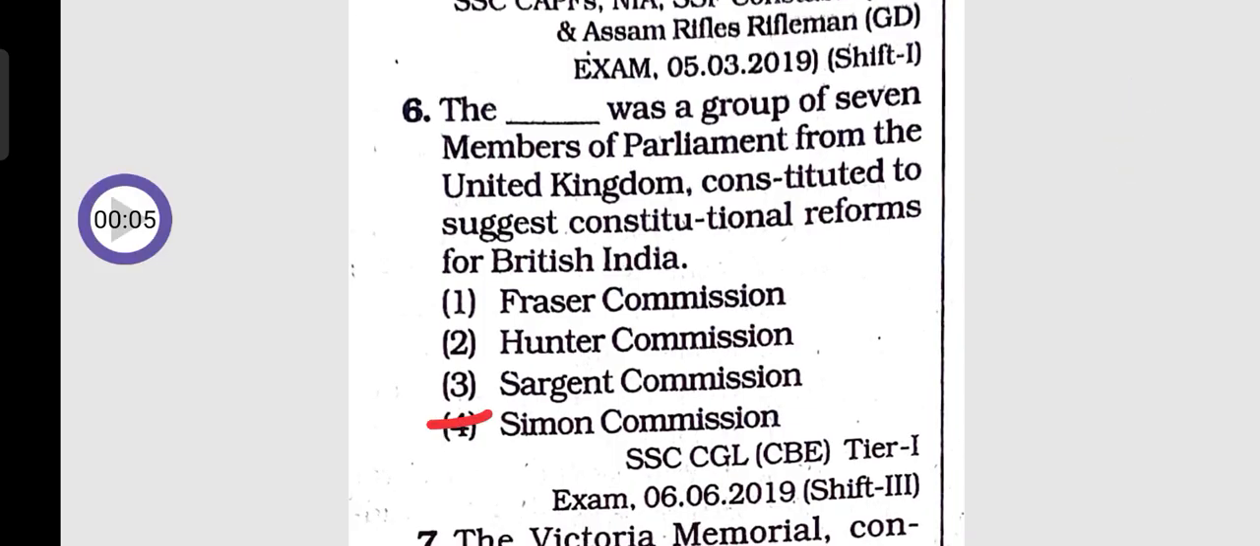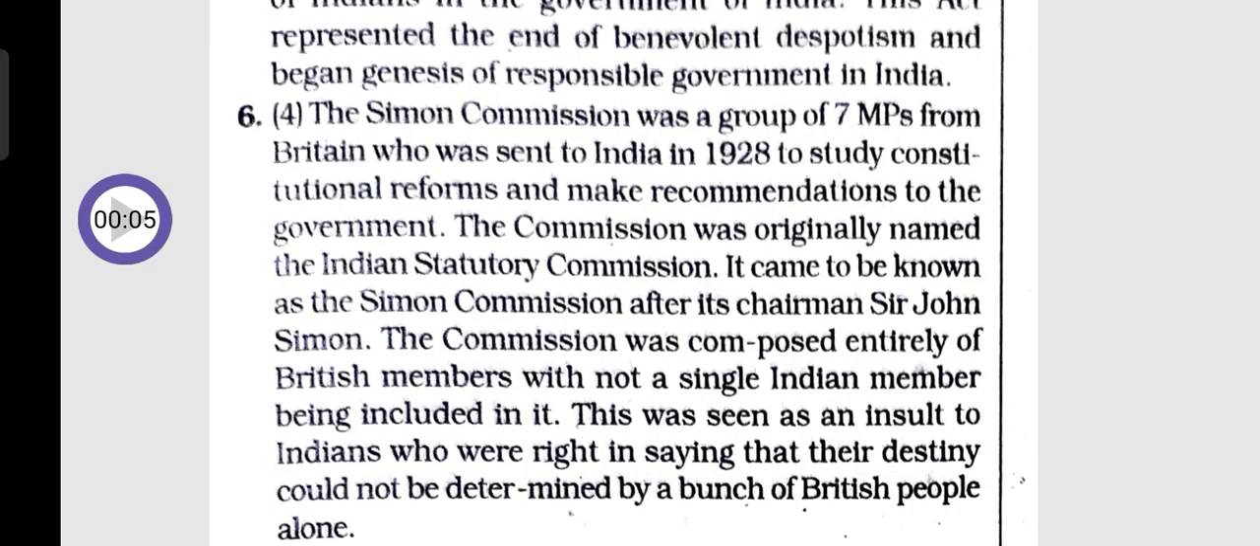So the answer is option 4, Simon Commission. The Simon Commission was a group of 7 members from Britain who were sent to India in 1928 to study constitutional reforms and make recommendations to the government. The commission was originally named the Indian Statutory Commission. It came to be known as the Simon Commission after its chairman, Sir John Simon.